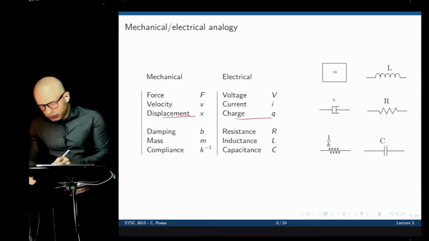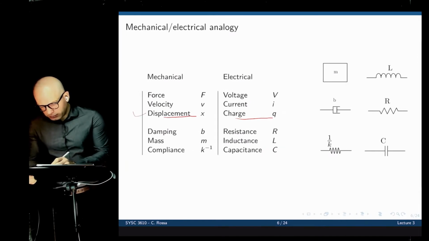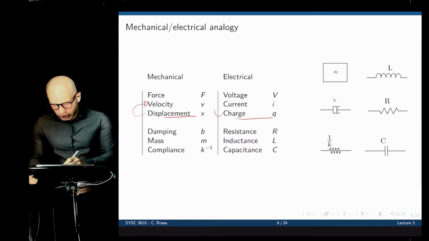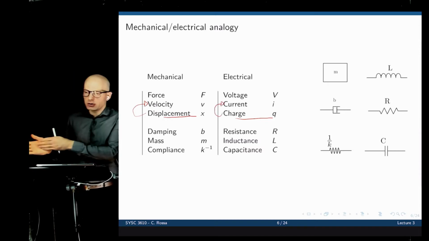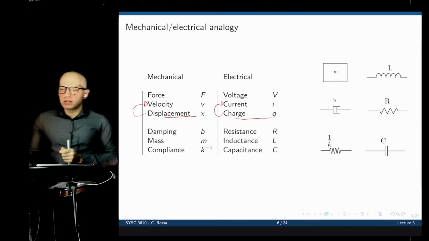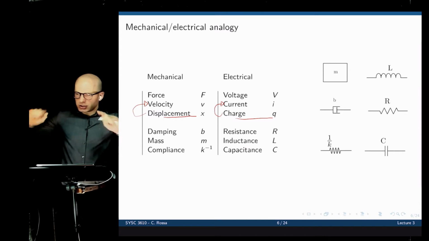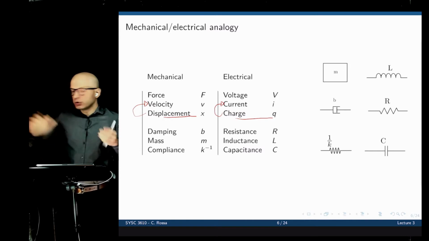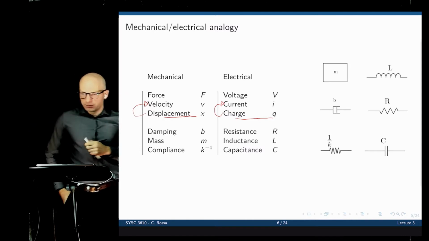So if you now take the derivative of the displacement, that's the speed, and if you take the derivative of the charge, that's the current. So velocity or speed is equivalent to the current. You see, it's just the displacement, the derivative of displacement, and the derivative of the charge, which are the variables of interest that we used to establish the equations earlier.